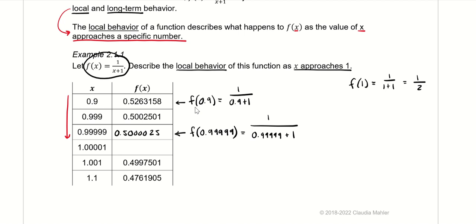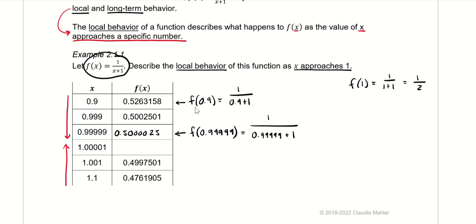And we can see the value of the function is approaching what it looks like if we just plug in a 1. So it looks like we're getting closer and closer to 1/2 if we approach 1 from values less than 1. We can also look at this from the other direction.